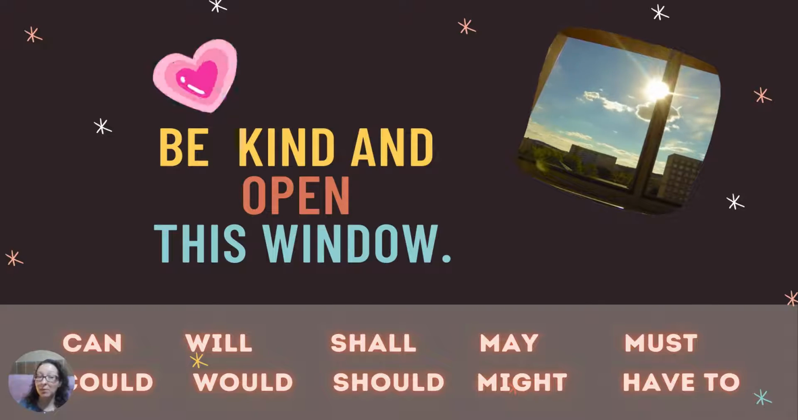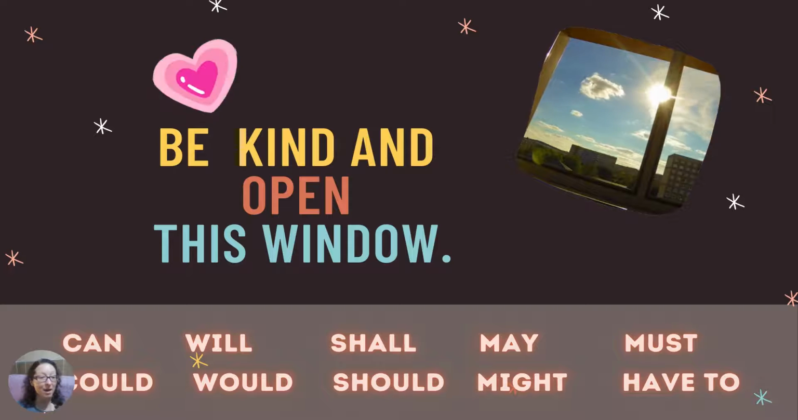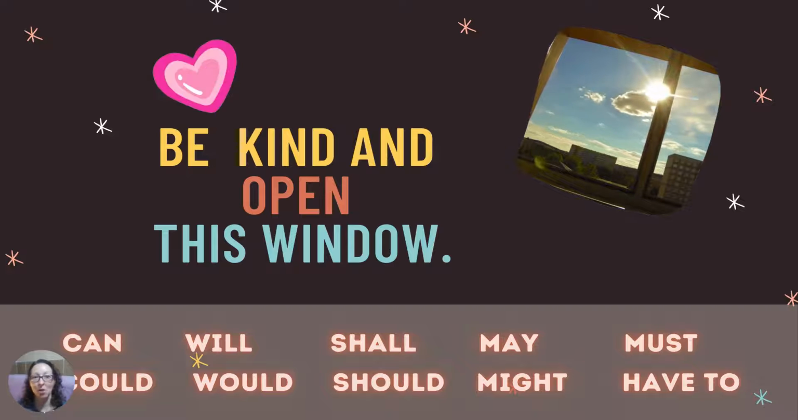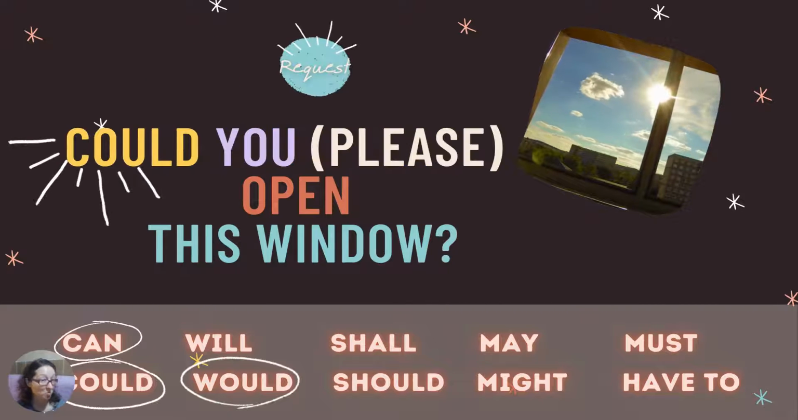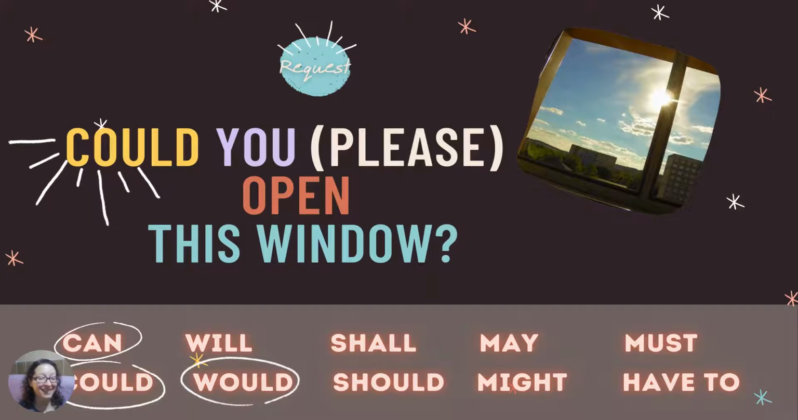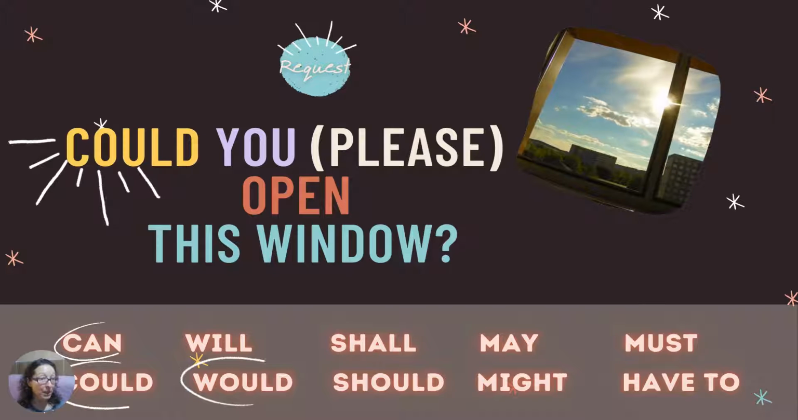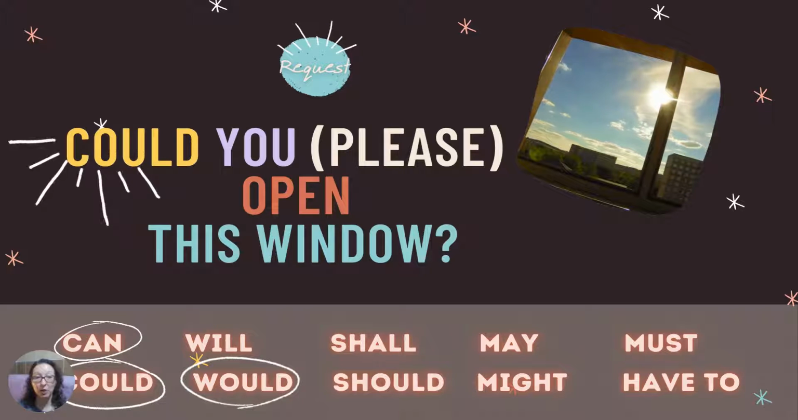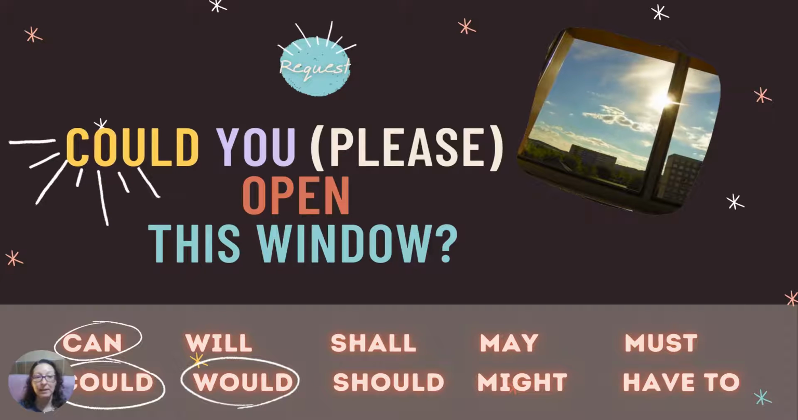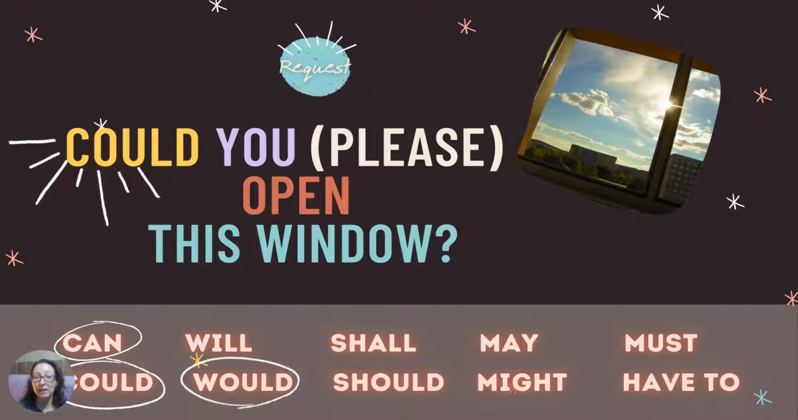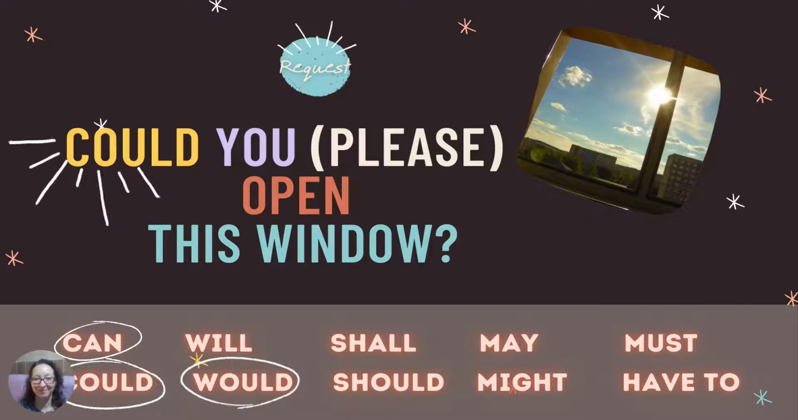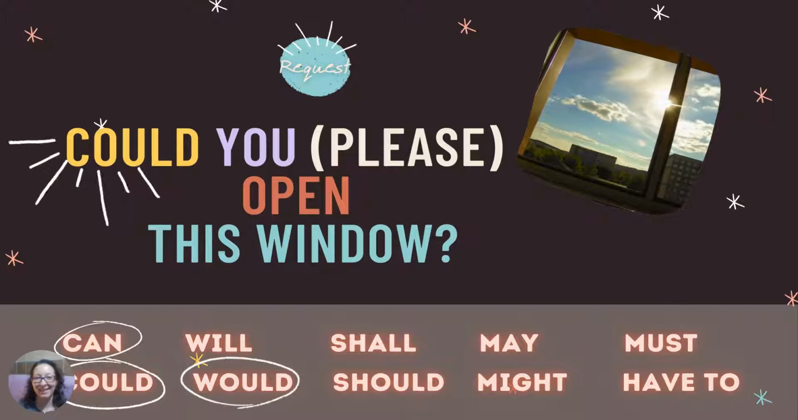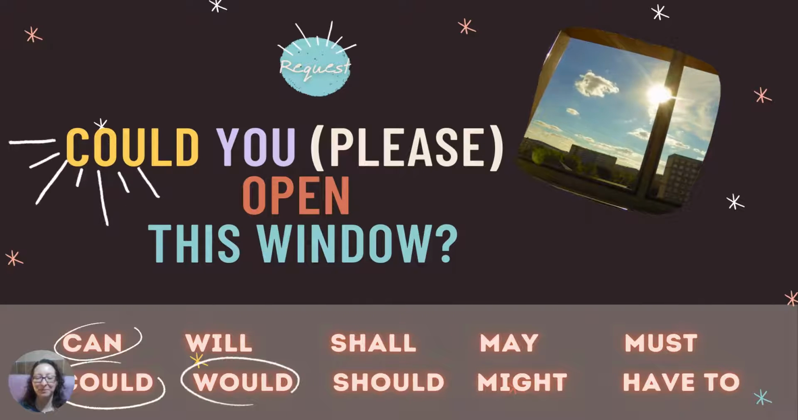Now I'm not asking for myself. I'm asking you to open the window. Please. You can say, can you please? Would you please? Or could you please? So now we're using it for the request. But notice that here we are not going to say, may you please. May is different in this particular example.